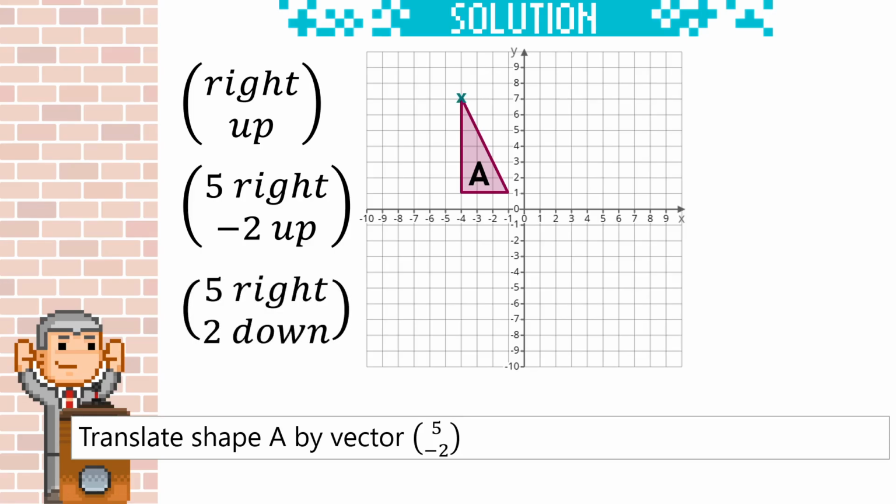So we're going to pick our point, we're going to jump 5 to the right, 1, 2, 3, 4, 5, and then 2 down, 1, 2. Plot our point, and then draw in the shape from that point.